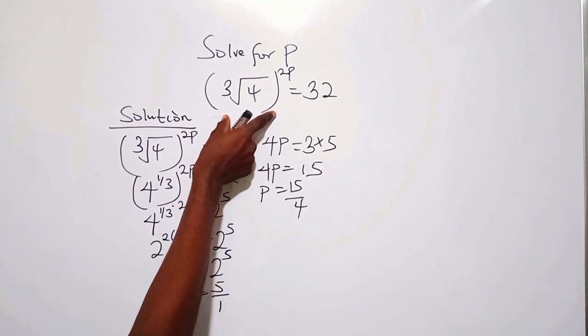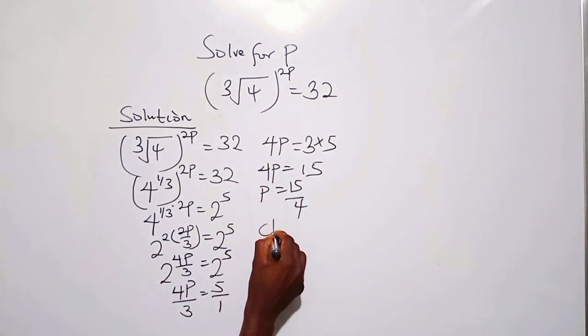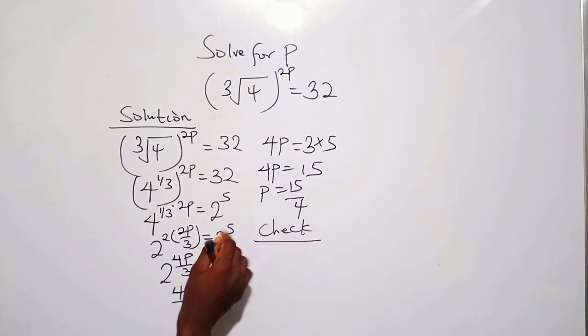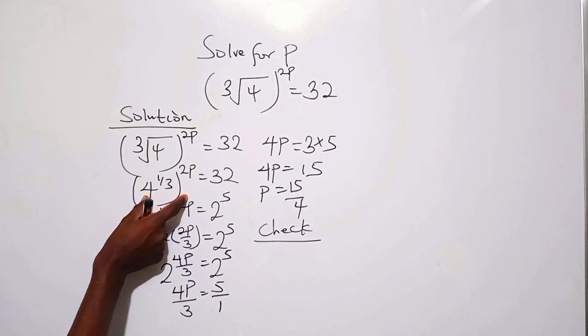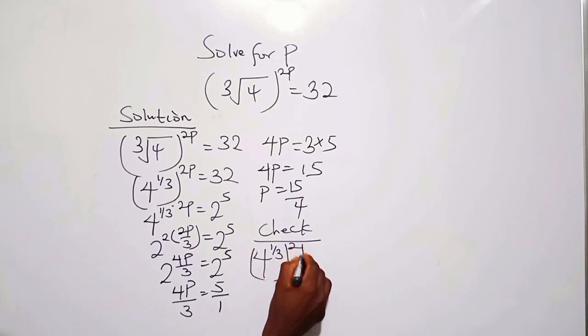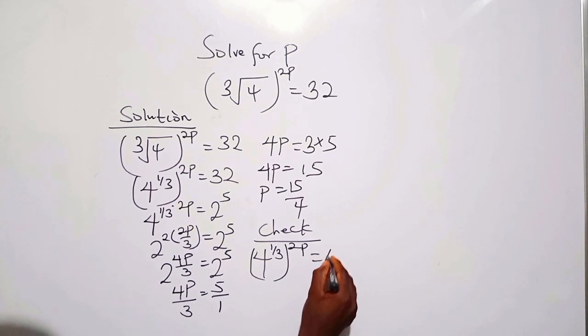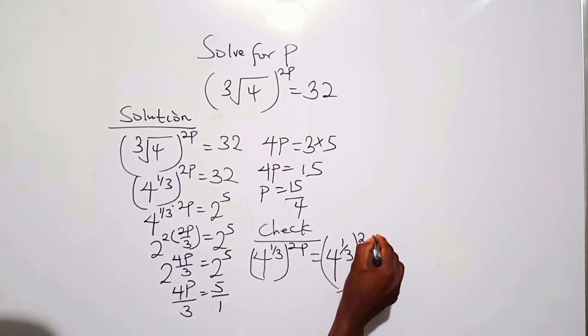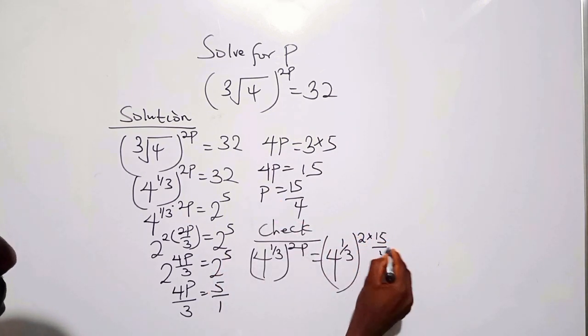Let us work with the left hand side of the equation to determine 32. So let's check. From here, we have this to be the same thing as this. So let's pick it from here. We have 4 raised to the power 1 over 3, everything to the power 2p. So we can write this as 4 raised to the power 1 over 3, everything to the power 2 times, so the value of p is 15 over 4.